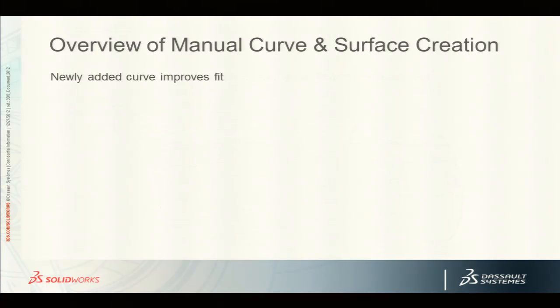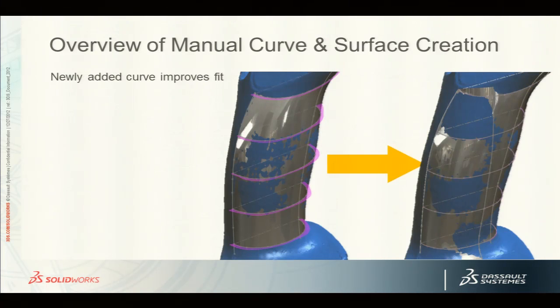I add this new curve, and now you can see if I compare the mesh between the two models, I see more of that mesh coming through the boundary surface, which means that I'm getting closer and closer to the mesh. Okay, and that's my goal. Okay?